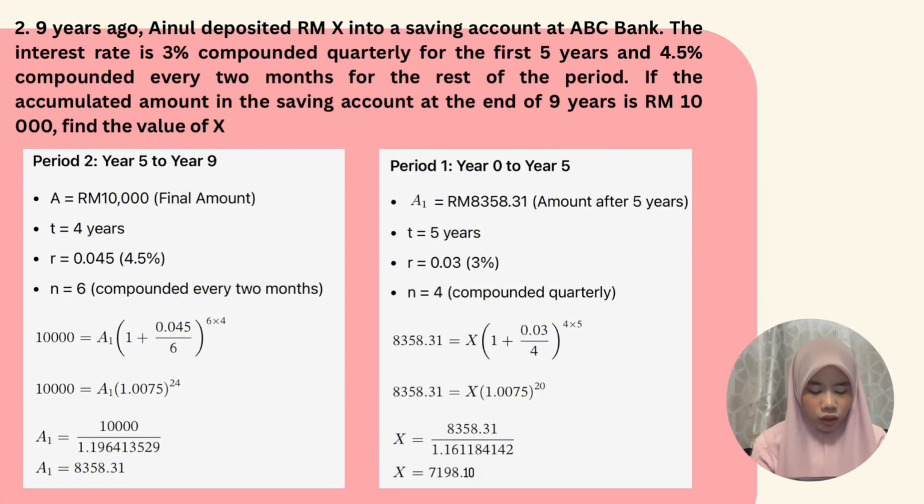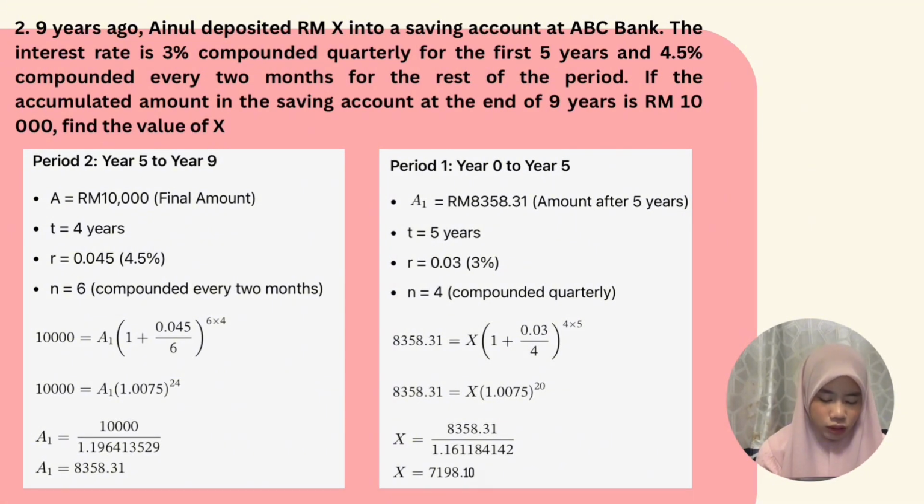The formula is 10,000 = A1(1 + 0.045/6)^(6×4). After calculating, we find that A1 is 8,358 ringgit and 31 cents. Now we go to the first 5 years. The annual rate was 3% compound quarterly, which means 4 compounding periods each year. We know the amount after 5 years is A1, which is 8,358 ringgit and 31 cents.